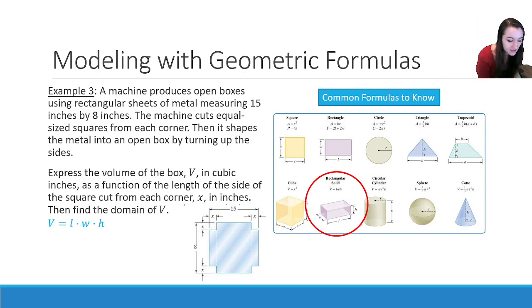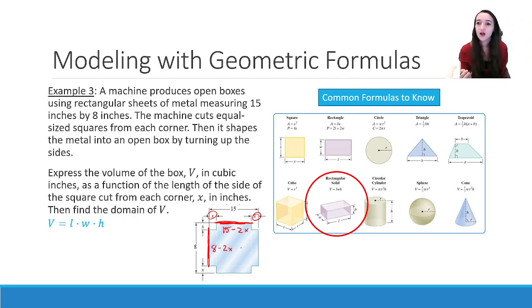So 15 and 8 look like they might be the length and the width, but that's a little tricky because we've cut away those x's from it. In fact, this is our length, this 15, and then we've cut away 2 x's, so 15 minus 2x. This is our width, which is the 8 with the 2 x's cut away, so 8 minus 2x. But what is our height? Well, when we fold it up, it's going to be those x's. This gives me the height, x.